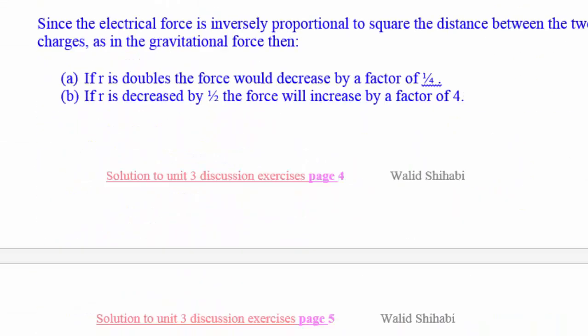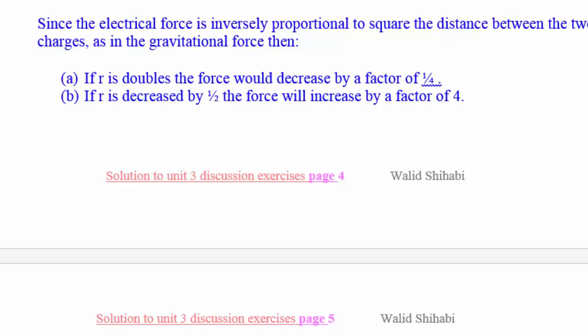Question number 7 is application to the inverse square law that we addressed in lesson number 6, part 3. What will happen to the force when you double the distance in part A, and in part B if you decrease the distance by 1/2? Whatever we do to the distance, the inverse square will happen to the force. So when you double the distance, the force will decrease by the inverse of 2 squared, which is 1/4. Hence, the force will decrease by 1/4.